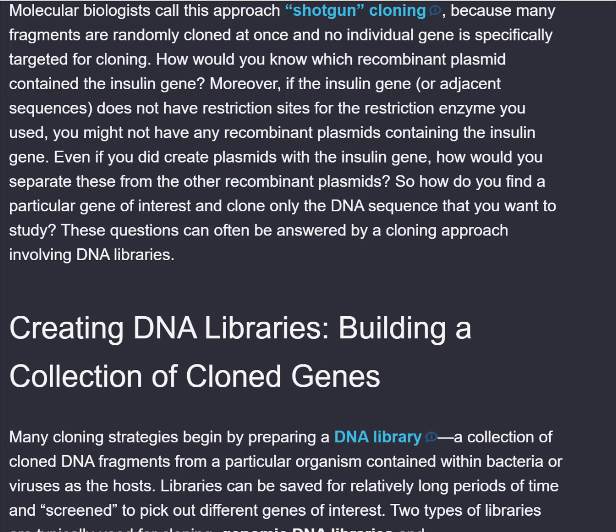Molecular biologists call this approach shotgun cloning, because many fragments are randomly cloned at once and no individual gene is specifically targeted for cloning. How would you know which recombinant plasmid contained the insulin gene? Moreover, if the insulin gene, or adjacent sequences, does not have restriction sites for the restriction enzyme you used, you might not have any recombinant plasmids containing the insulin gene. Even if you did create plasmids with the insulin gene, how would you separate these from the other recombinant plasmids?